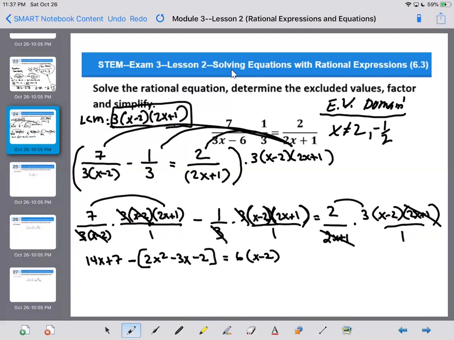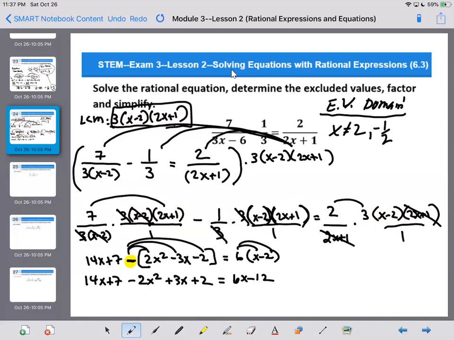So remember, you've got to be careful right here. When you're subtracting that, you're basically taking the opposite sign of everything in the bracket. So you're going to have 14x plus 7 minus 2x squared plus 3x, so it's like you're distributing a negative to everything, and then that would be plus 2, equals 6 times x, 6 times 2, so that'll be 6x minus 12.